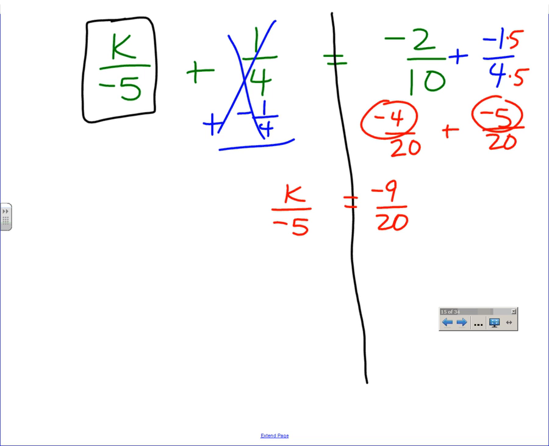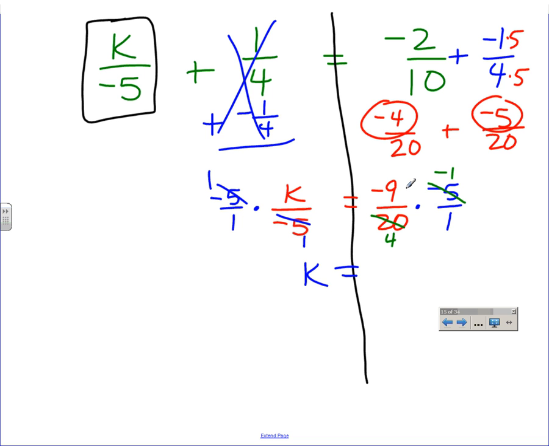My next step, I want to get k by itself. So what's the opposite of dividing by negative 5? I'm going to multiply by negative 5 over 1. Well, these simplify to equal 1. So really, I just have 1k equals, over here, I better multiply by negative 5 over 1. I'm going to simplify first before I multiply. So I'm going to cross simplify here. Divide by negative 5, or divide by 5, that's negative 1. Divide by 5, that's 4.